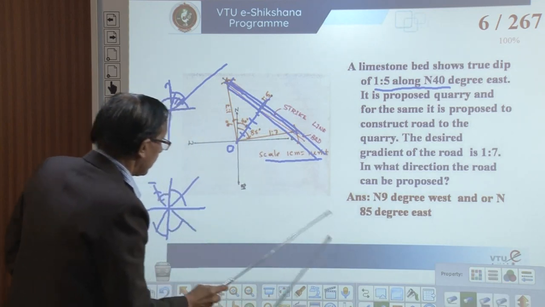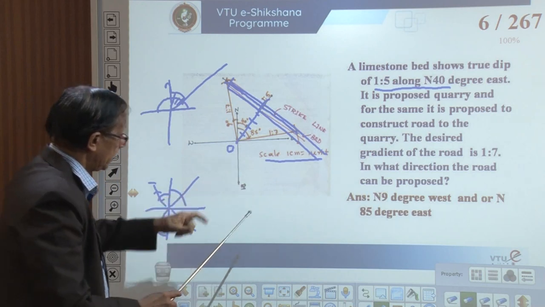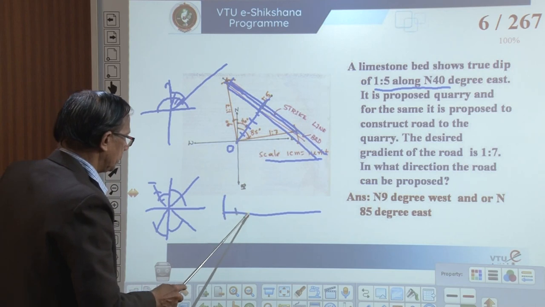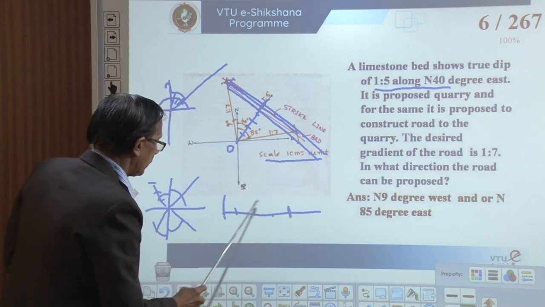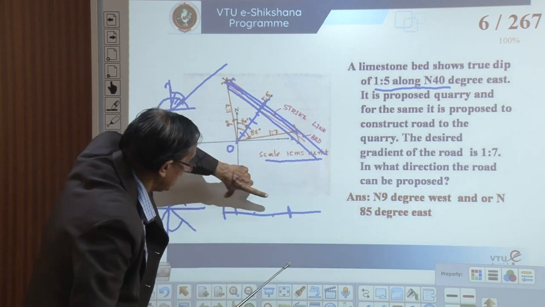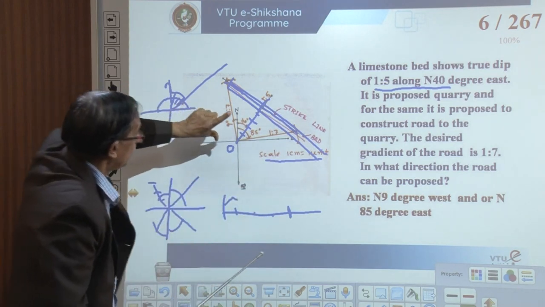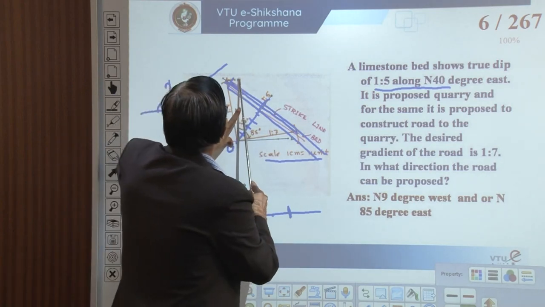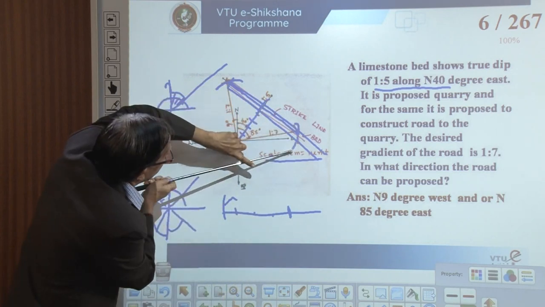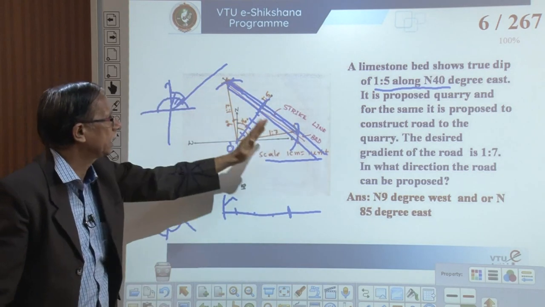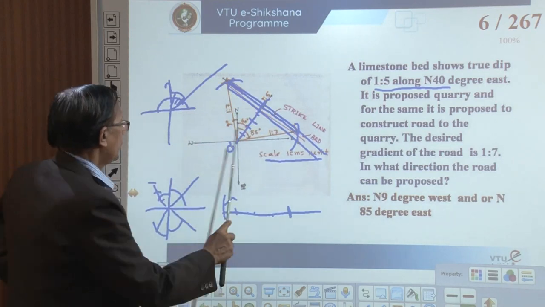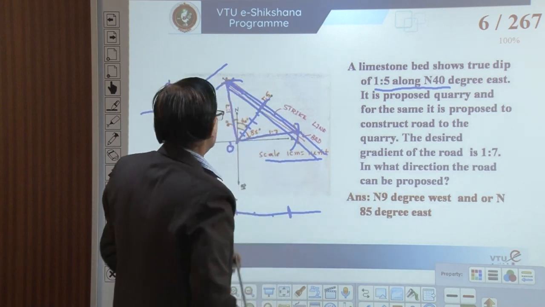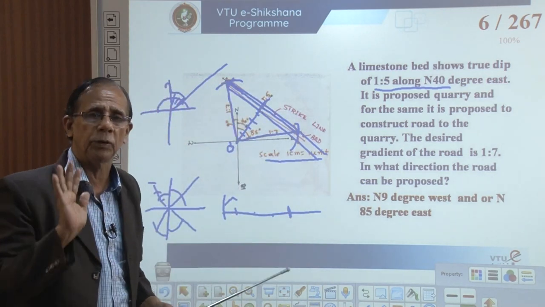What do I do? I select from a scale, 1, 2, 3, 4, 5, 6, 7. So for 1:7, with the compass, I take O as the center and with 7 cm at the arc, I cut the strike line somewhere here. It intersects the strike line at 2 points. Now if I join O to that point and to that point, that represents the direction of the road.